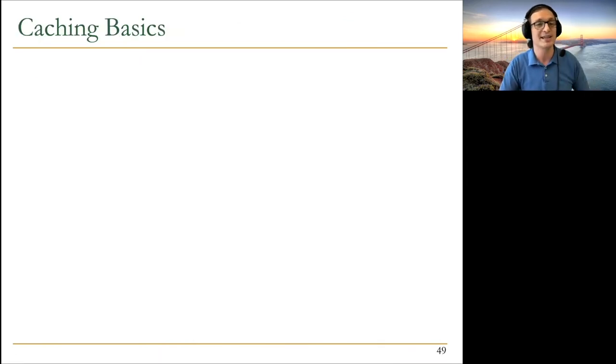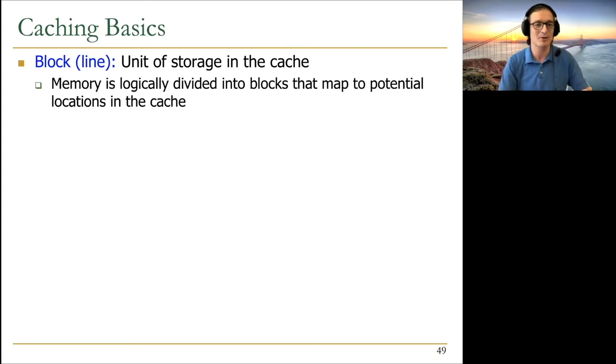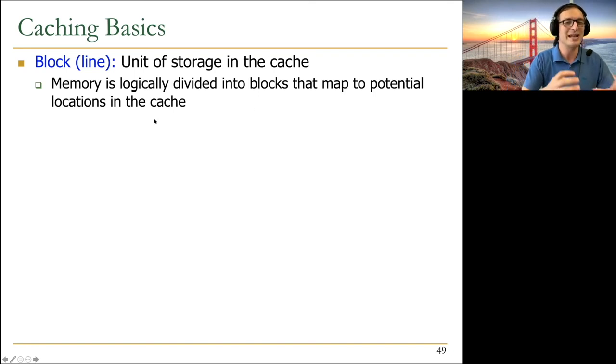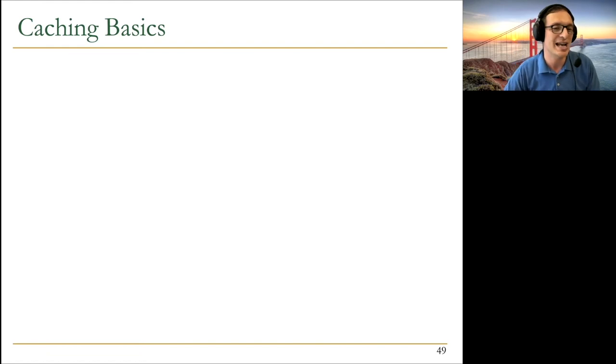But before we build the cache, let's talk about some more basics. I'm going to define a block a little bit more formally. This is really the unit of storage in the cache. This is also called a line. IBM terminology says line. Both are used in literature today, a cache block or cache line. I'm going to use block. Memory is logically divided into blocks that map to potential locations in the cache. So I'm going to rename that chunk to block basically. The memory chunks are also called memory blocks, let's say. They map to potential locations in the cache.